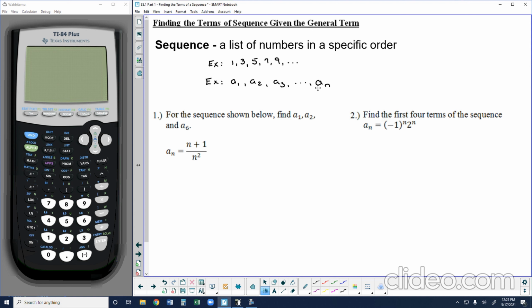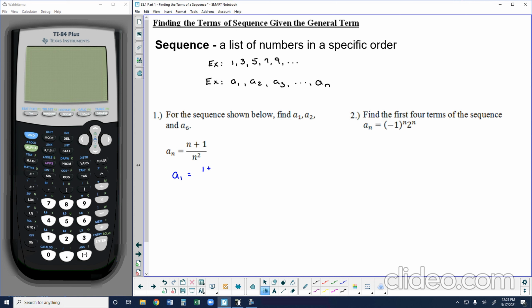So finding the terms of a sequence is a skill that requires just some basic Algebra 1, depending on the format. In problem number 1, we have the format given for a general term. It says, for the sequence below, find a sub 1, a sub 2, and a sub 6. So this is giving us an equation to find any term of the sequence. a sub n just means the nth term in the sequence. So if I want to find a sub 1, the first term, I could substitute 1 in for n.